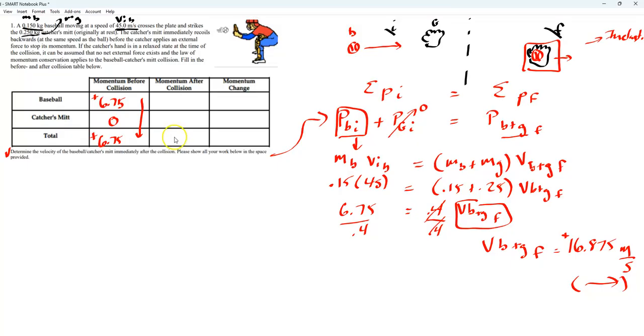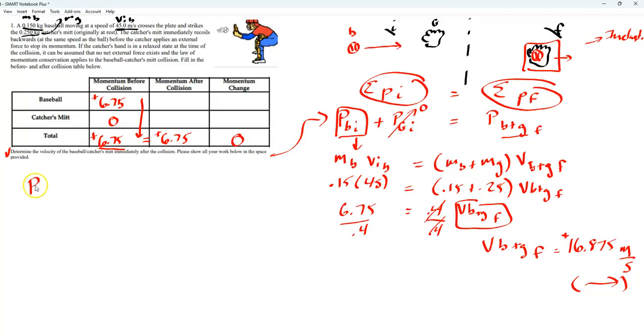Afterwards, we could use conservation of momentum, which means that the initial total momentum in the beginning should equal the final momentum at the end. So if we have 6.75 in the beginning for the total, we have 6.75 for the final at the end. Again, those are equal. If they're equal, there's no change, so the change of momentum total would be 0.